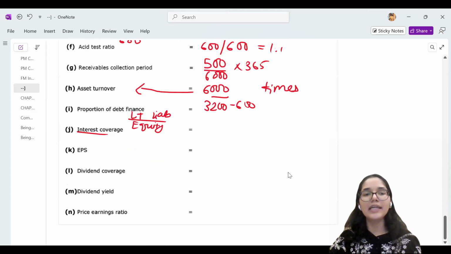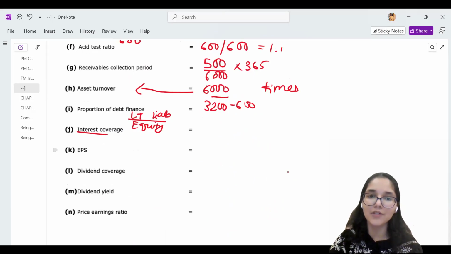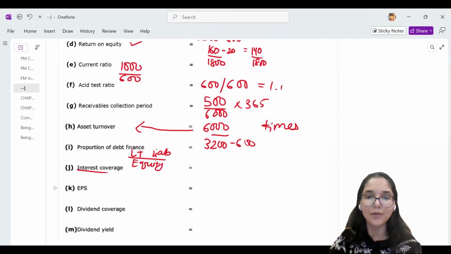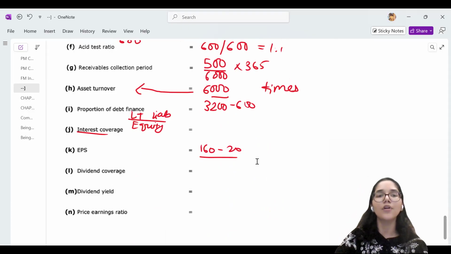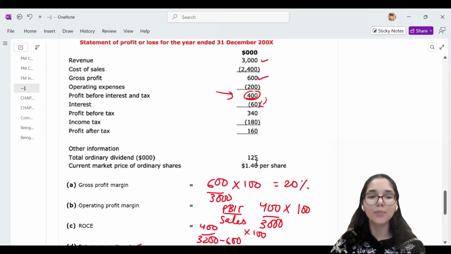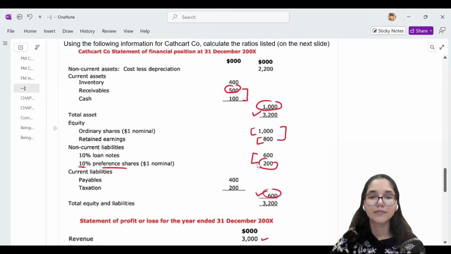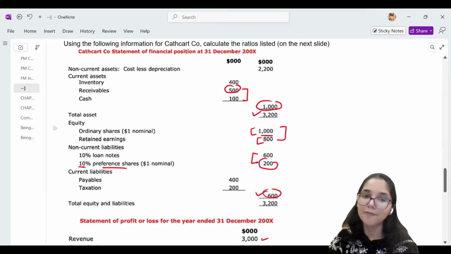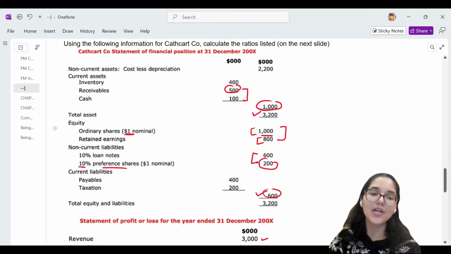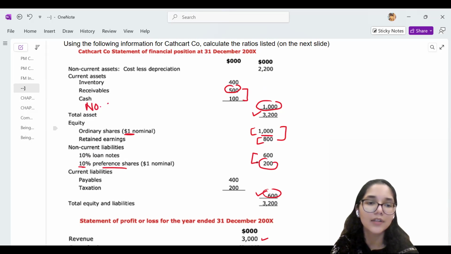Then move forward to the EPS. EPS is earnings per share. So the total earnings after preference dividend, which we had calculated above, is 160 minus 20. 160 minus 20, this is the earnings. And then you will divide it by the number of shares. How will you find out the number of shares? The total value of the shares is 1000, and the value of one share is $1. So how do people work out the number of shares?